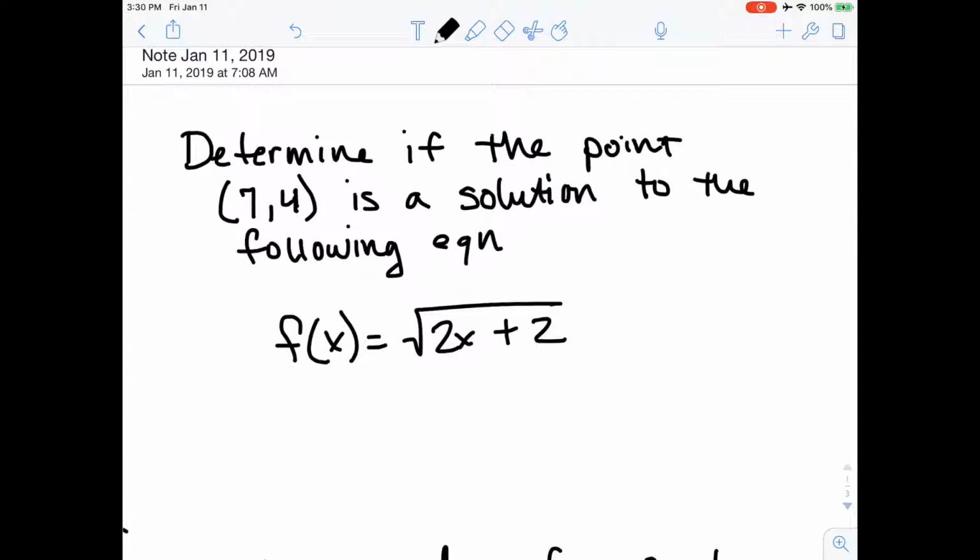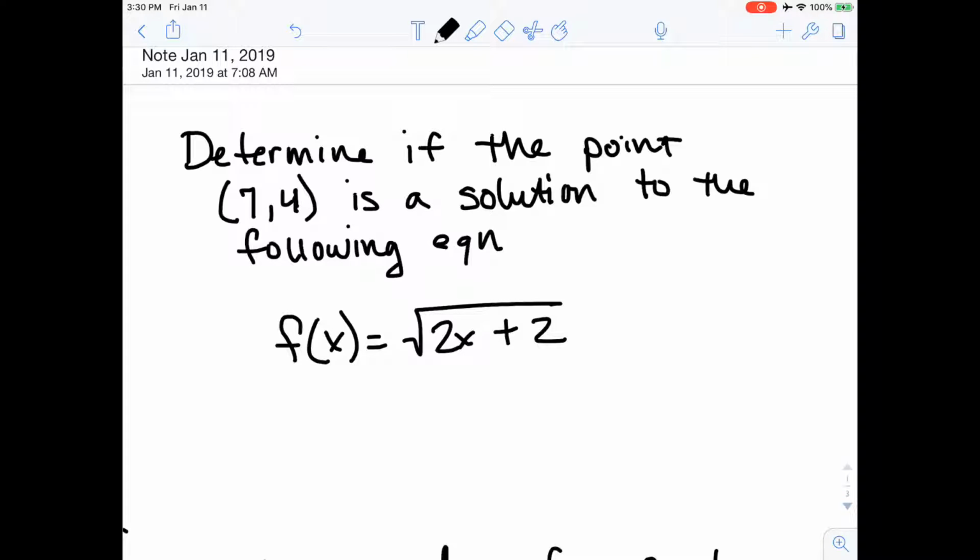So the first question is: determine if the point (7, 4) is a solution to the following equation. This is a very standard, typical type of question. They might give you multiple equations and ask which of the following equations this point is a solution to, so you might have to plug the point into various equations and see if it works.